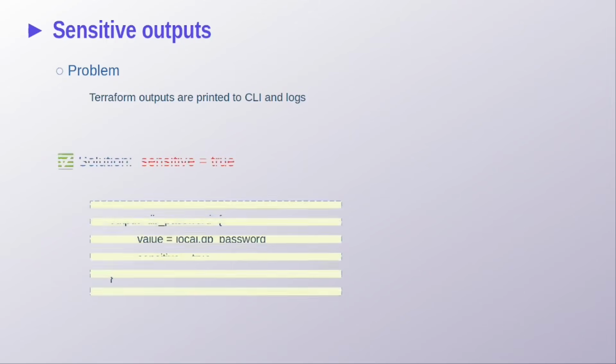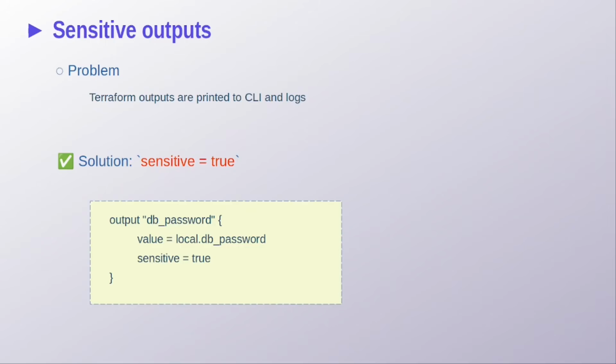Sensitive output. The problem: Terraform outputs are printed to the CLI, locked inside CD, visible to anyone with access. That is dangerous for secrets. Solution: we use sensitive equals true, and the result is hidden in the CLI and hidden in the log.